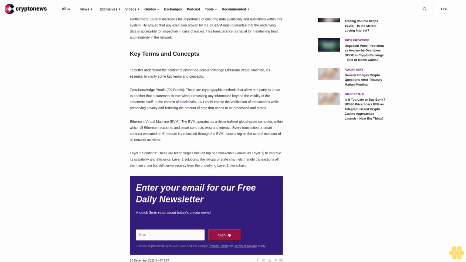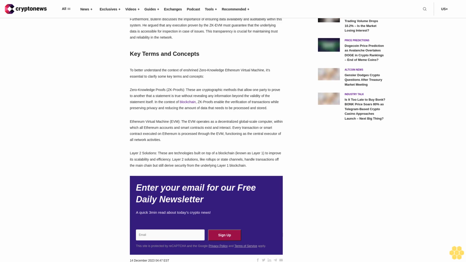Ethereum Virtual Machine, EVM. The EVM operates as a decentralized global-scale computer within which all Ethereum accounts and smart contracts exist and interact. Every transaction or smart contract executed on Ethereum is processed through the EVM, functioning as the central executor of all network activities.